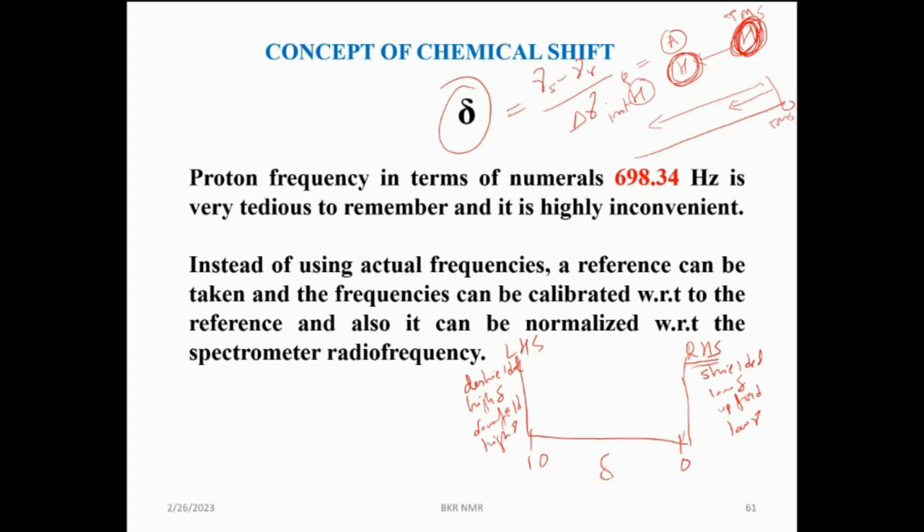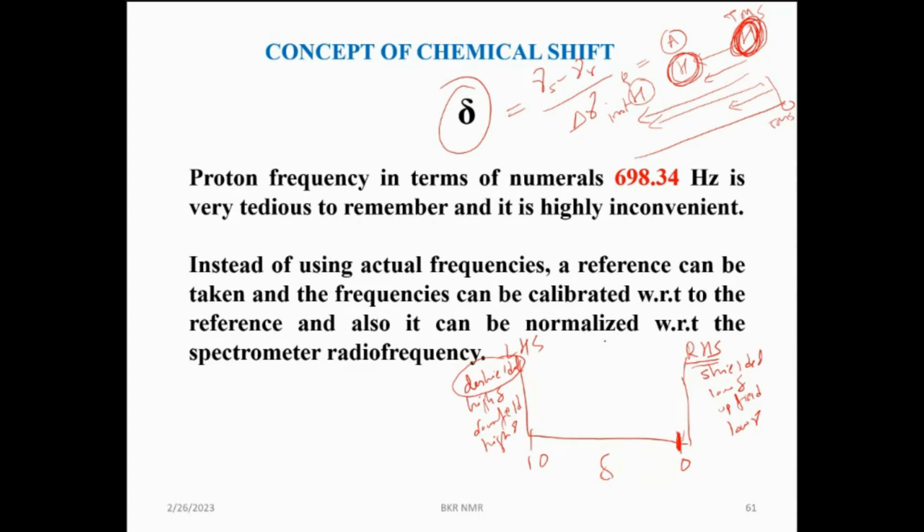So when I'm talking like this, I'm able to differentiate. From the TMS, how much am I away, and why am I getting away? Because when I am close to TMS, I'm shielded, and I'll require a higher field for resonating. But when I go away from TMS, when I go de-shielded, I have less electron density around me, so I'll require only a low field for resonating. So I'm different from the TMS hydrogens. Why am I different?